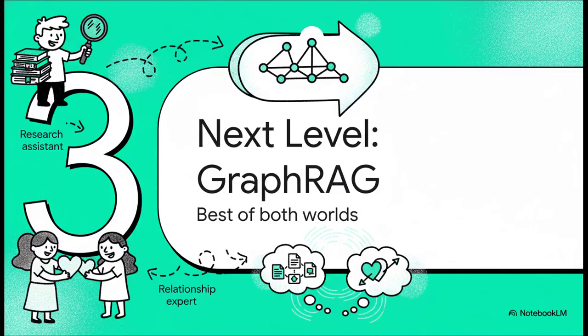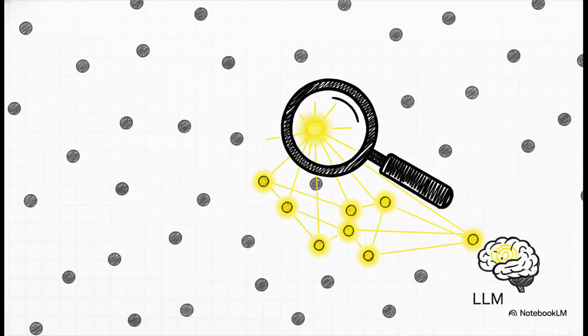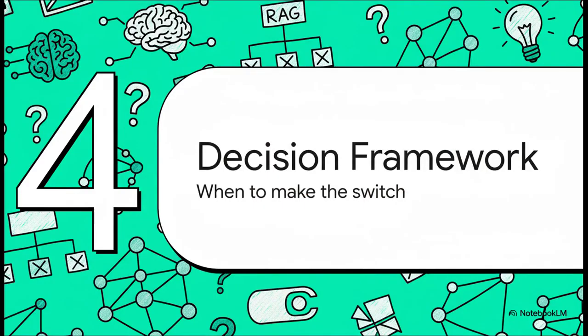So, does this mean you have to choose? Do you want the research assistant or the relationship expert? Well, not anymore. This is where GraphRAG comes in, and it's all about combining the best of both worlds. The concept here is really powerful. GraphRAG isn't about replacing what you have, it's about making it better. It still uses that fast vector search from RAG to find a good starting point in your data. But then it uses graph traversal, which literally means it follows the connections in your knowledge graph to gather a much richer, more structured context to give to the LLM. It's like finding the right file in a cabinet, but then also grabbing all the other related files from that same drawer.